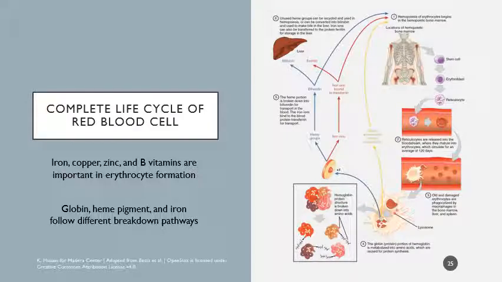This diagram is just showing the complete life cycle of the red blood cell. That's kind of extra information, and it summarizes a lot of information on the previous slides. You should know that certain vitamins and minerals are very important for erythrocyte formation. Iron, obviously, there's a central iron group, but also copper and zinc and B vitamins are all crucial for the formation of erythrocytes. And like I mentioned on the previous slide, those globin proteins, the heme pigment, and the central iron all follow different breakdown pathways.